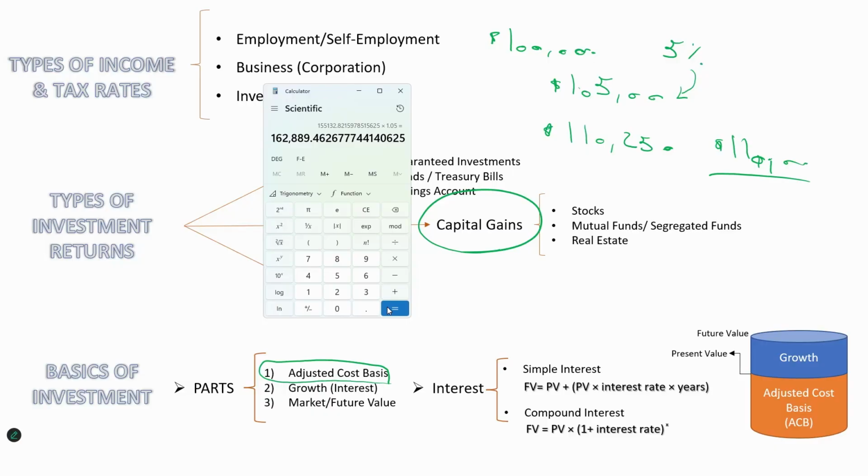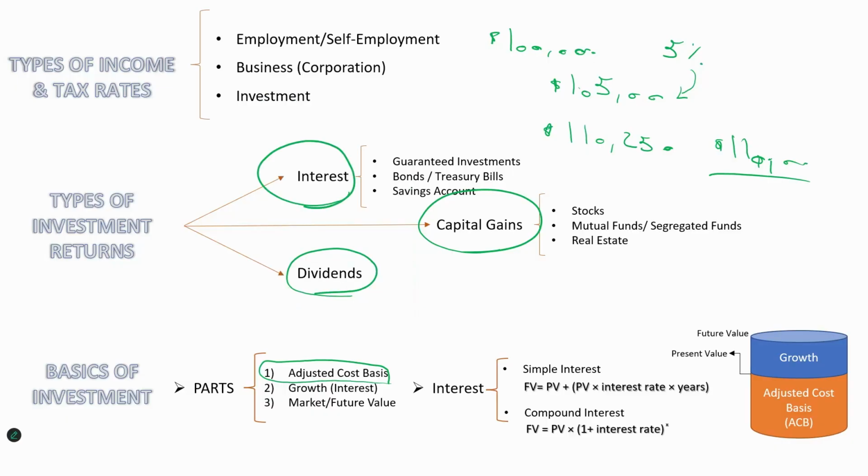And why is this important? Because usually, and most of the times, those investments that are based on interest and you're lending money are simple interest, right? So a GIC, savings account, bonds, stuff like that. But stocks, mutual funds, segregated funds, ETFs, stuff like that, real estate, they are calculated as compound interest. So they will give you more return. All right. So that is that.